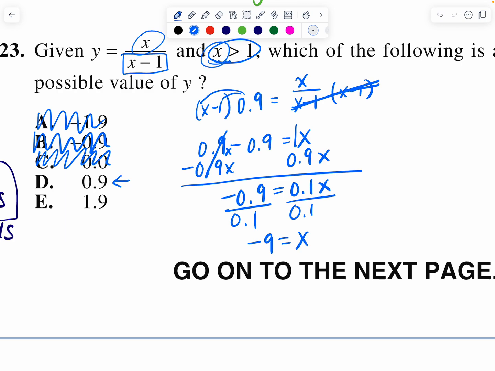Now, we already said that x has to be bigger than 1. And I just got an answer where it is less than 1. So 0.9 is not possible. So my correct answer is E.